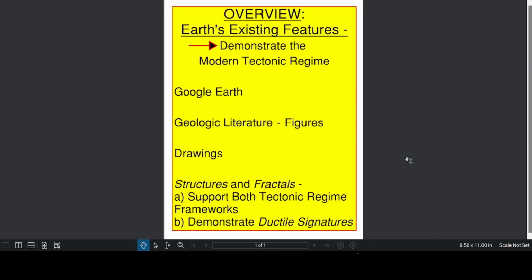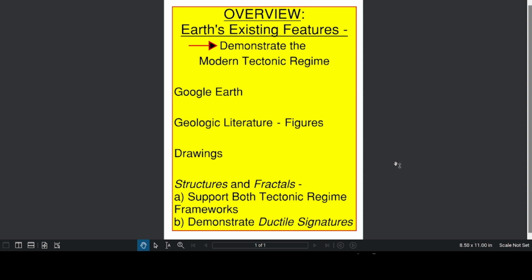Okay, continuing with the overview, Earth's existing features, which is the center of everything. The existing features demonstrate the modern tectonic regime. It's basically a snapshot in time of a process. And in my model, we can see these processes, these existing features on Google Earth, in geologic literature and figures, and in drawings. A lot of times the drawings fill in the gaps to try to show some kind of intermediate process.